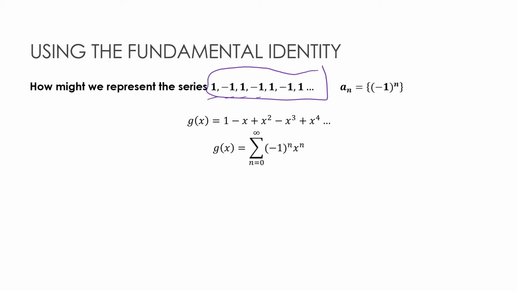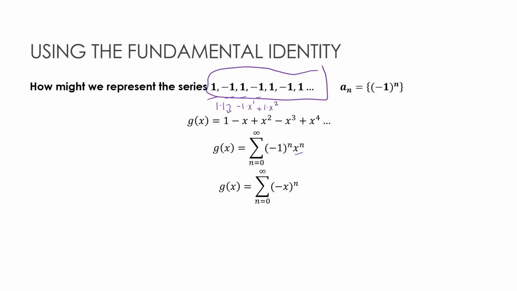So essentially what I'm looking at is the summation from 0 to infinity of negative 1 to the n, x to the n. Hopefully that makes sense to you, because this would be negative 1 to the 0, which would be 1, and then x to the 0, which would be 1, and that's where I come up with 1. And then moving on to n equals 1, that would be negative 1 to the first, which is negative 1, times x to the first. So we can see that this pattern would in fact give us 1, negative 1, 1, negative 1, etc.